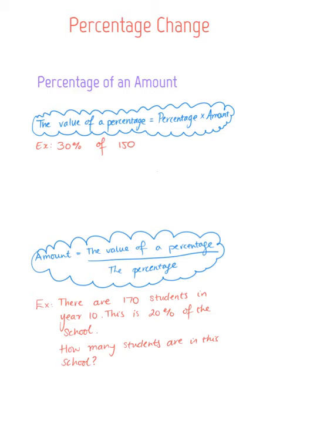So over here we're looking at the value of a percentage, and that equals percentage times by amount. So I have 30% of 150. First of all, we know that percent means out of 100, so 30 out of 100. Of means multiply, and 150 is 150. So that gives me 30 out of 100 times by 150. 30 out of 100 is the same as 0.3. So 0.3 times by 150, and that is 45. So we could always convert a percentage into a decimal, then carry out the multiplication.